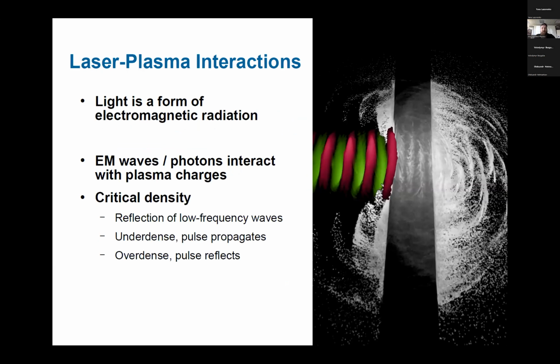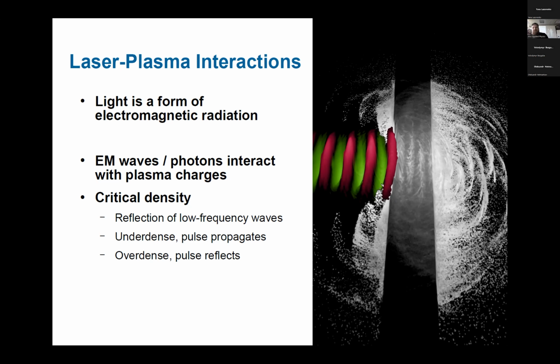So specifically, when we have some plasma which we want to interact with a laser, what do we mean by that? Light is a form of electromagnetic radiation. It's also a particle made of photons, but you can look at it as either waves or particles. If we use this wave description, it's just electromagnetic radiation, and because of that, it will interact with charged particles. So electromagnetic waves will interact with plasma electrons or plasma ions.